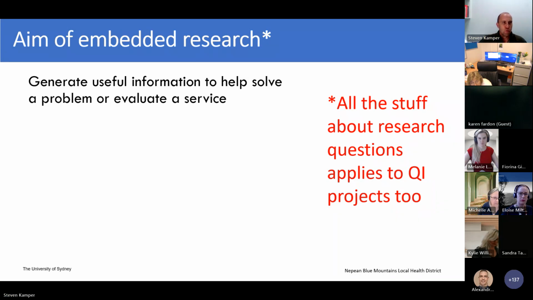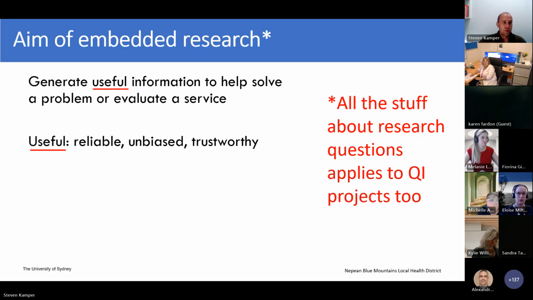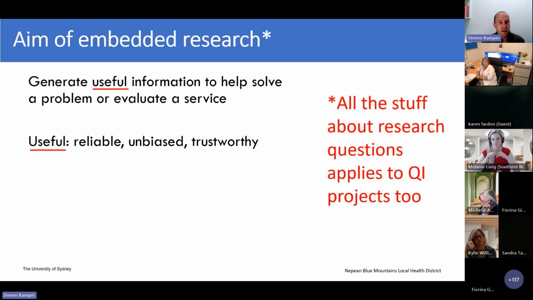So what's the aim? The aim of embedded research is to generate useful information to solve a problem or evaluate a service. All right, so the problem lives in the service, or a new service has been implemented, and we want to evaluate it, or we want to solve that problem. In order to solve that problem, we need some information. Now, obviously, the key part here is useful. What do we mean by useful in this context? Reliable, unbiased, trustworthy. These are all relative terms, all right? We never get any information which is 100% reliable, 100% unbiased, 100% trustworthy, but we want to get them as far as possible.